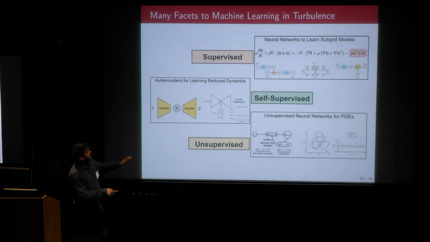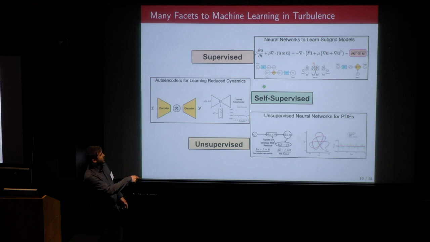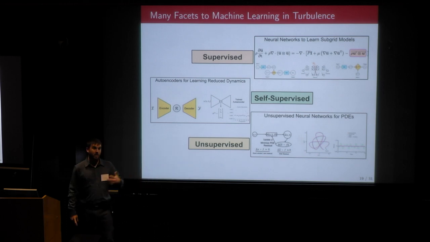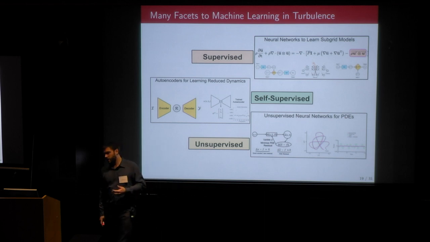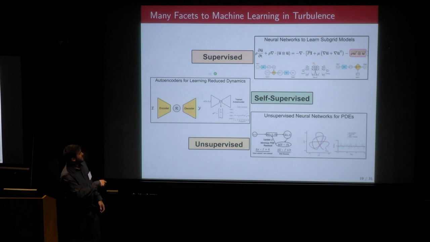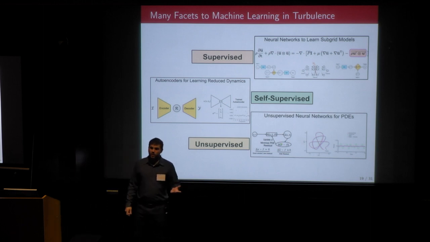Okay, so I'm not going to talk about supervised methods today. A lot of people have worked on supervised methods. My student, Ray Fung, came up with a whole bunch of neural network architectures that were related to building off some of the physics-based ideas from Julia Ling in her pioneering paper now on learning the Reynolds stress tensor with the neural network. What I'm actually going to talk about today is the self-supervised approach using autoencoders, and I'm going to talk about the unsupervised approach, which is basically using neural networks to solve differential equations.